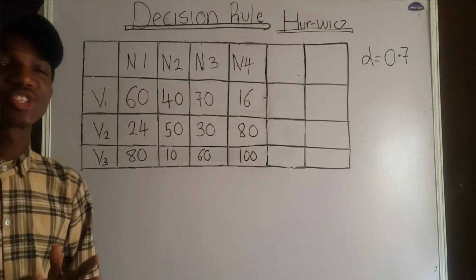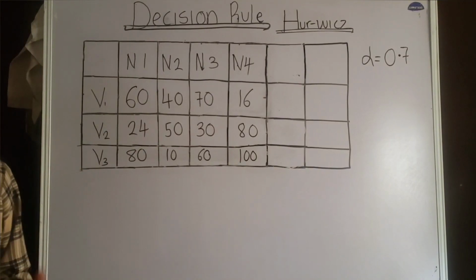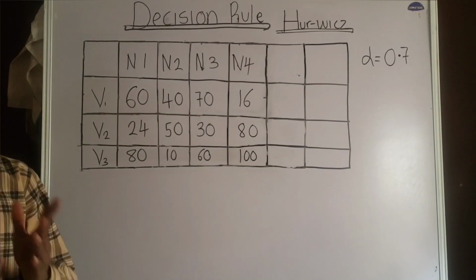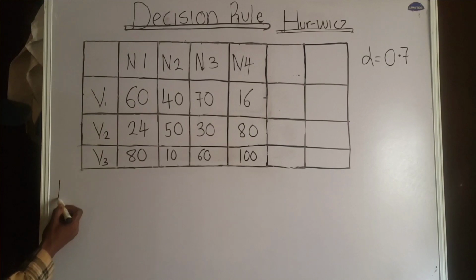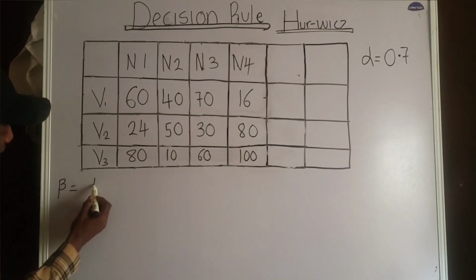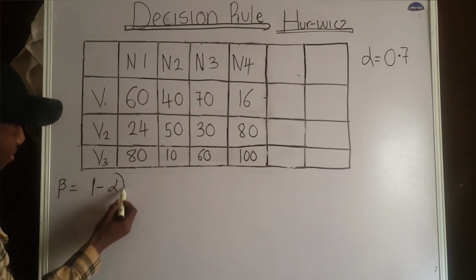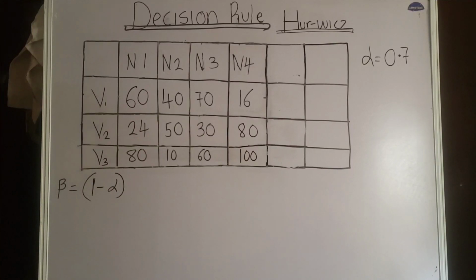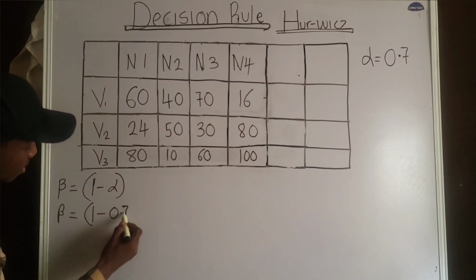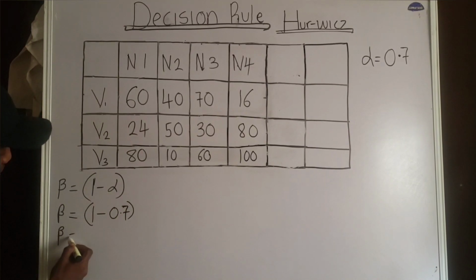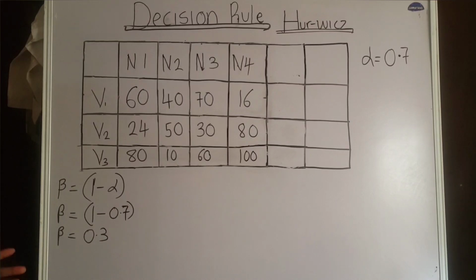To determine the best strategy for the farmer using the Hurwicz criterion, let's start by calculating the coefficient of optimism, which is beta. Don't forget that beta is equal to 1 minus alpha, where alpha is the coefficient of pessimism. So don't forget that alpha that they gave us in the question is 0.7. So I'm going to have 1 minus 0.7. So beta is equal to 0.3. So the coefficient of optimism is 0.3.